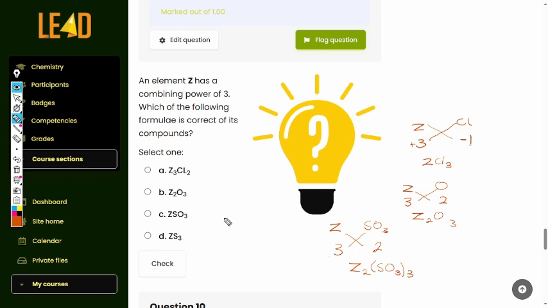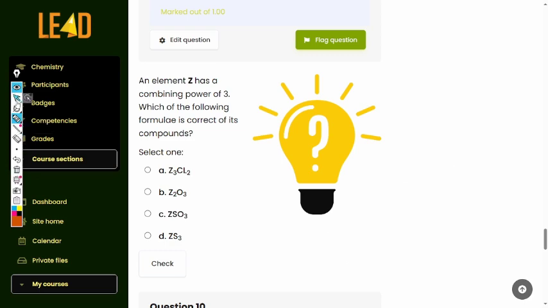Now, what if you have the sulfide of that element, where Z combines with sulfur? Z has a combining power of 3, and sulfur mostly has a combining power of 2. When it combines, the 2 goes with Z, so you're going to have Z2S3, which is not what we have here. So the correct answer is B. We'll go with B.